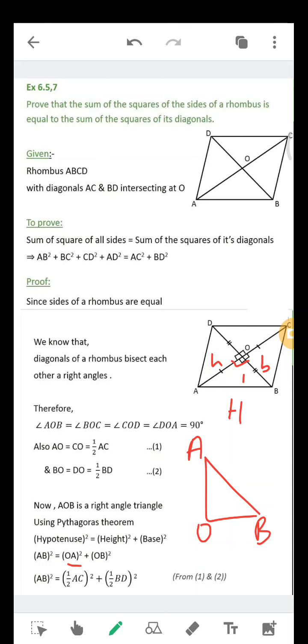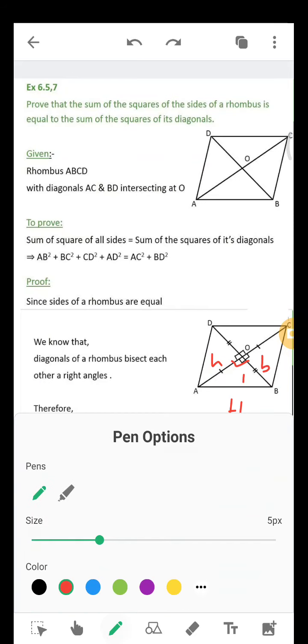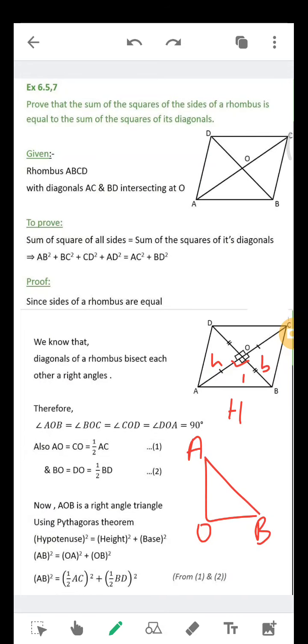Now OA is equal to half of AC, or not? Clearly it is half of AC because we said diagonals bisect each other. So OA is half of AC. Similarly OB is half of BD because BO and OD are equal, so I can say OB is half of BD. So I'll substitute: in place of OA I have written half of AC whole square, plus half of BD whole square for OB.